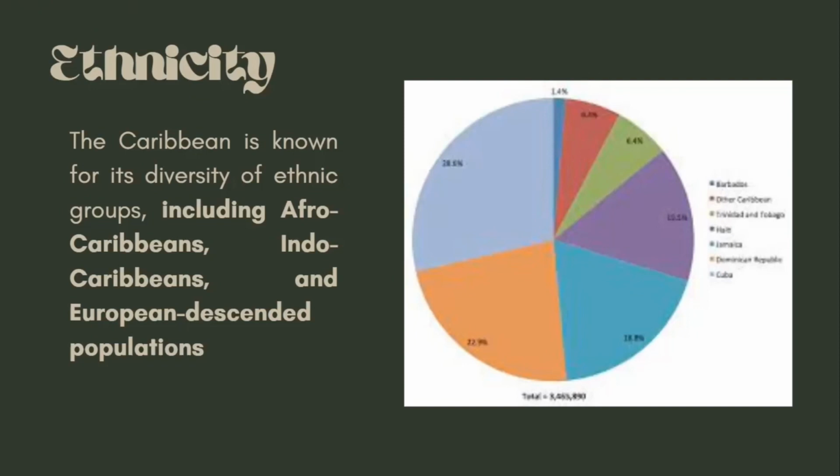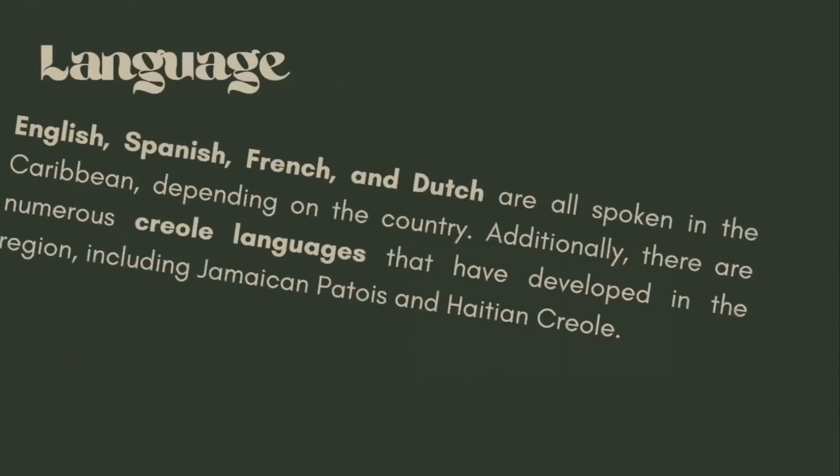Another significant factor in the development of the Caribbean's ethnic diversity was indentured labor migration. In the 19th and early 20th centuries, many people from India were brought to the Caribbean as indentured laborers to work on sugar plantations. This led to the emergence of the Indo-Caribbean population, who brought with them their own cultures, languages, and religions. And now let's move on to its language.